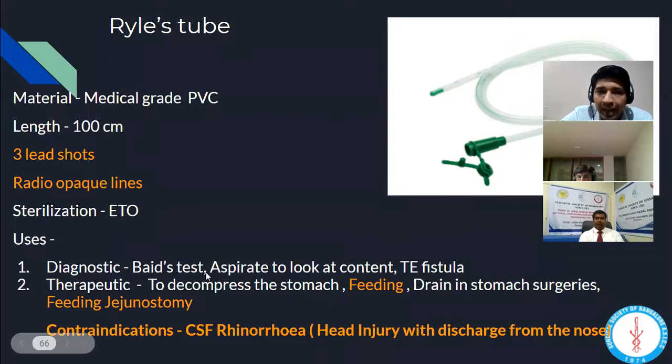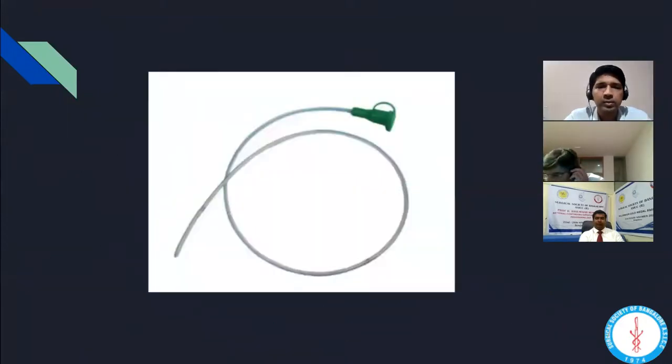Therapeutically, it is used for enteral feeding. We use it as a feeding jejunostomy regularly after we do a supramajor surgery, and to decompress the stomach. Strict contraindication in trauma patients who are discharged from the nose. Always have a suspicion of CSF rhinorrhea and do not introduce the Ryle's tube because you might end up pushing the Ryle's tube into the cranial cavity.